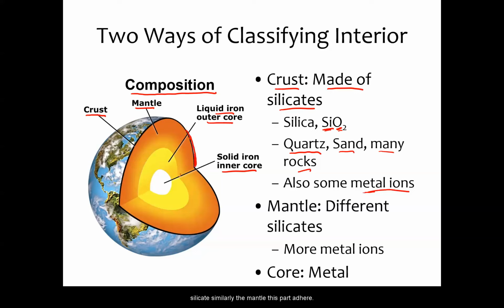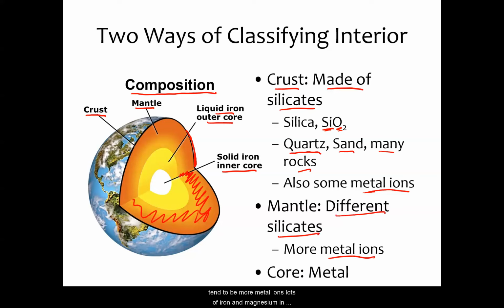Similarly, the mantle, this part in here, this big layer, is also made of silicates, but they're a little different. There tend to be more metal ions, lots of iron and magnesium in that mantle, and some other stuff. Crust and mantle, they have similar but not equal compositions because they're both made of silicates. And there are important differences that we'll talk about in terms of their composition, and even compositional differences within the crust.